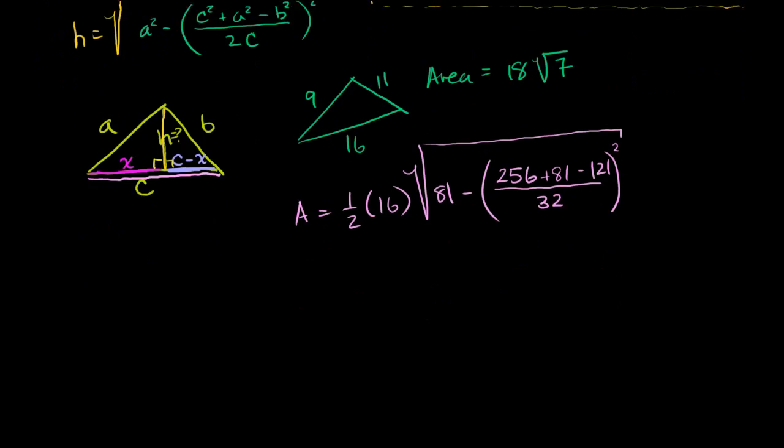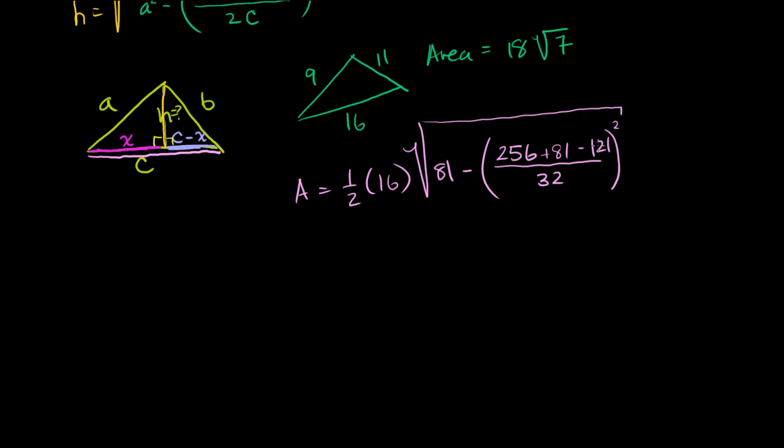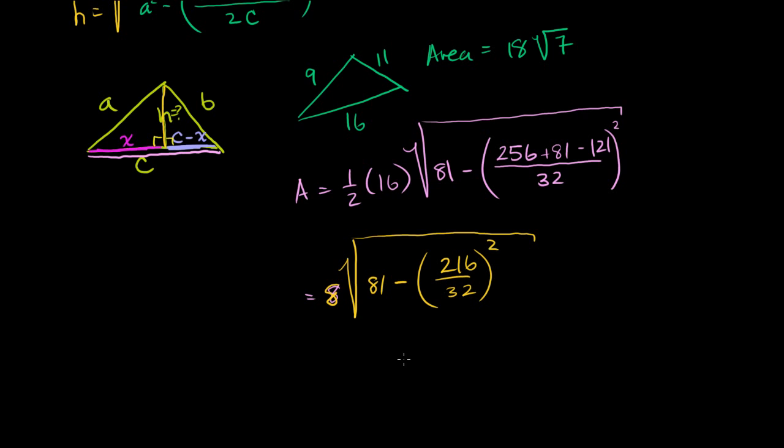So let's see if we can simplify this a little bit. 81 minus 121, that is minus 40. So this becomes 216 over 32. So area is equal to 1/2 times 16, which is 8, times the square root of 81 minus 256. Let's see, 81 minus 121, that's minus 40. 256 minus 40 is 216. 216 over 32 squared. Now, this is a lot of math to do, so let me get out a calculator.